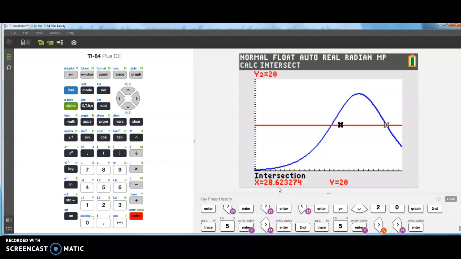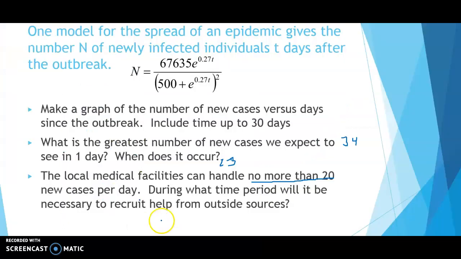So going back to my PowerPoint slide, we found it was 17.4, so they will need help from day 17 to, and then it was 28.6, so they will need help on day 28, but not day 29. So from day 17 to day 28, they will need help with the new cases of this epidemic.